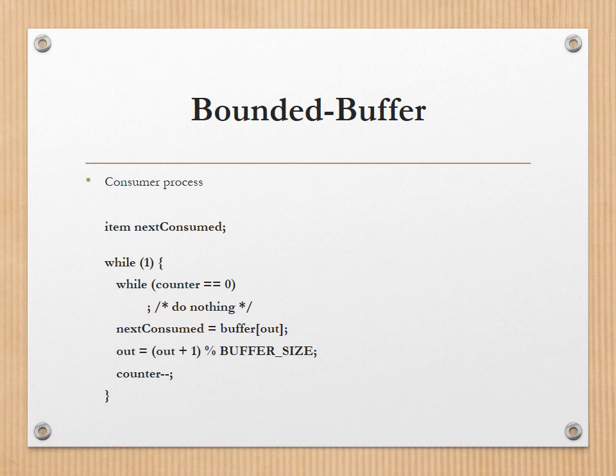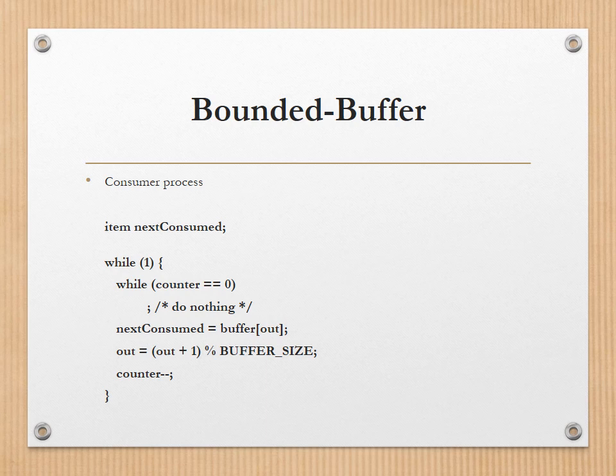Retrieve an item from the buffer. The consumer takes the next available item, next_consumed. Update the buffer index. The out index is updated circularly: out = (out + 1) % BUFFER_SIZE ensures that it correctly cycles through buffer slots. Update the counter. The counter is decremented to reflect that an item has been removed.